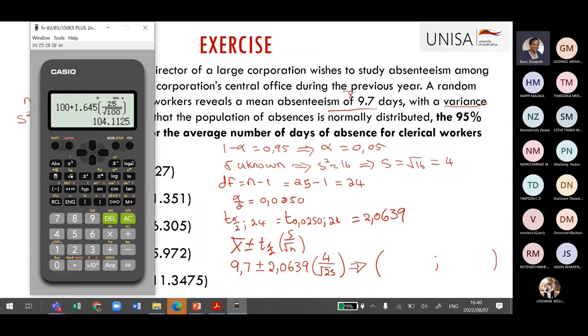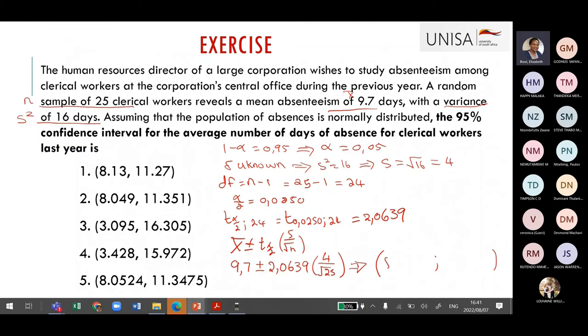I'm going to first start with the minus. So it's 9.7 minus 2.0639 times the fraction 4 divided by the square root of 25, which you can also say the square root of 25 is 5. But I just like using the calculator. And the answer is 8.0496.